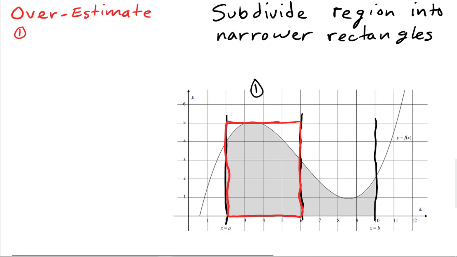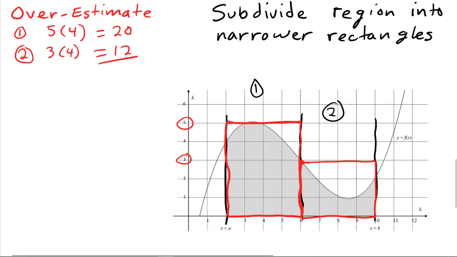For rectangle number 1, the highest point has a height of 5, and we have a width of 4, so that's an area of 20. But for rectangle number 2, the highest point is lower. The highest point is at 3, and with a width of 4, that's an area of 12. So our overestimate is now 32. We can say the area is something less than 32 square units.